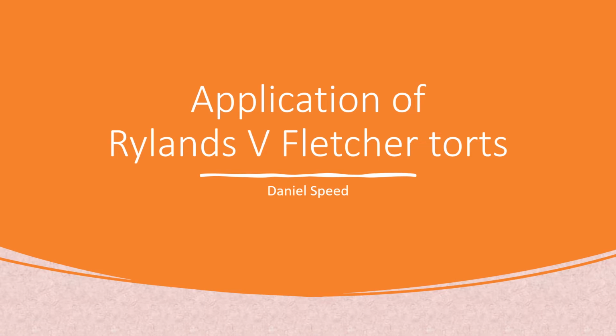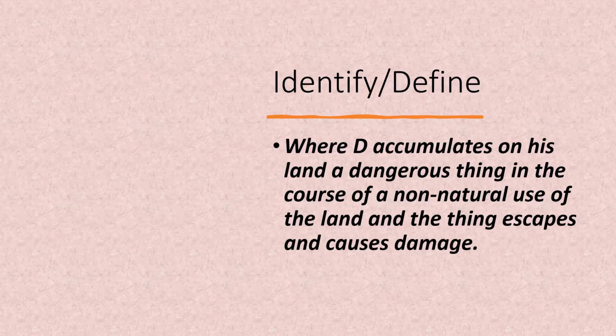Welcome to this video on the application of Rylands and Fletcher torts. This is focused on A-level application. Now the first thing we need to do is identify and define the tort. So we know this is defined as whether a defendant accumulates on his land a dangerous thing in the course of non-natural use of the land and the thing escapes and causes damage.